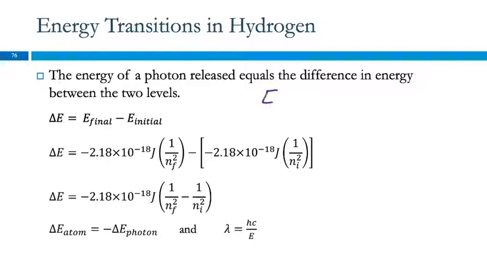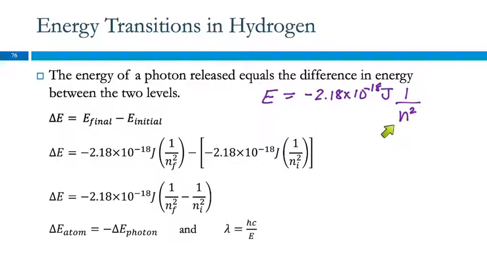So E equals minus 2.18 times 10 to the minus 18 joules times 1 over N squared. That's the energy of an orbital for hydrogen. Not really, but that's where all of this mess is coming from. We're saying the final energy minus the initial energy. Well, the final energy is this equation where N is the final N.